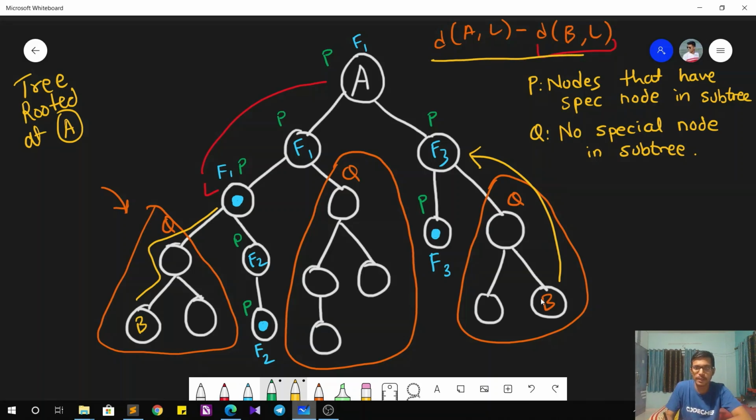The distance will be d(A, L) minus d(B, L). In that case, this one will be my L, this is my B and this is my A. And how do we find the special node it is paired with? It is F3. Whatever value was stored in this L, that is F3, is paired with my current B. So in this manner, by using two DFS in O(n) time, we can find the answer for the given question.